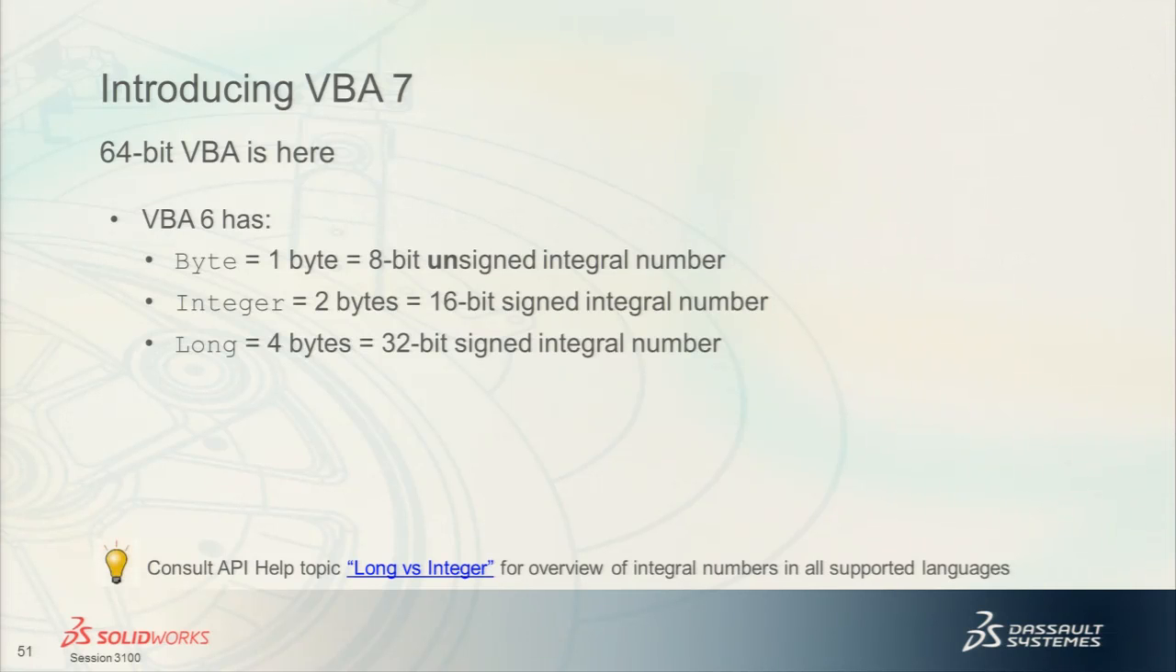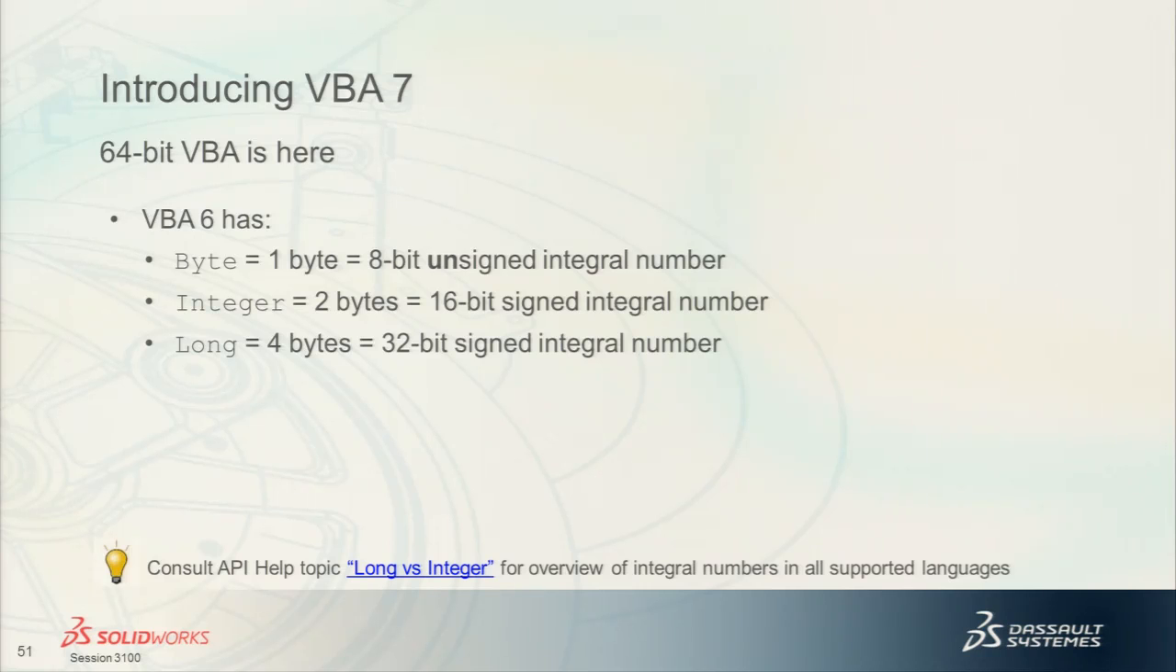Okay, what is new in the language itself? VBA 6 always had these 3 integer types. One of them unsigned, the 8-bit one, and 2 signed ones, which means you can use negative numbers. That has always been there. And there's a small tip at the bottom.